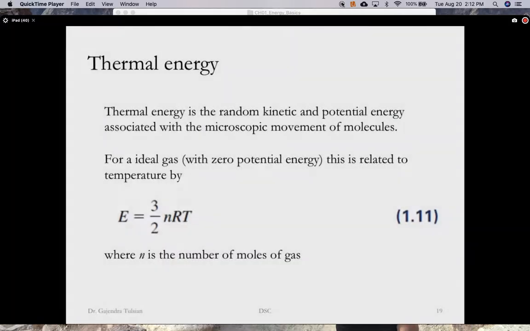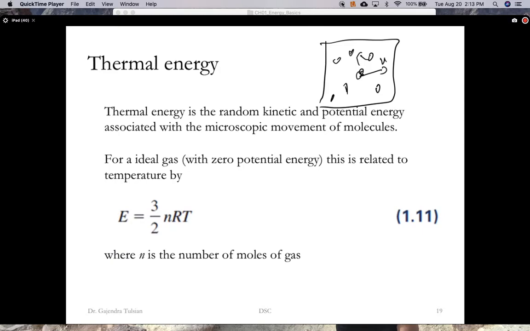Anyway, so heat, thermal energy, is the random kinetic and potential energy. If you have gas molecules like this, they will be moving quite fast. In a room at normal temperature, these gas molecules are moving in random directions at about half a mile a second. And that kinetic energy is what constitutes thermal energy.